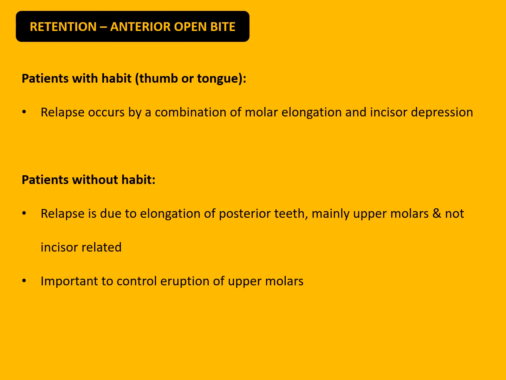So how do you retain teeth if you've treated an anterior open bite? Here you have to see it from two different perspectives: a patient with a habit and a patient without a habit. In a patient with a habit, relapse usually occurs by a combination of molar elongation and incisor depression, and hence you have to control both of these. In patients without a habit, relapse is usually due to elongation of the posterior teeth, mainly the upper molars, and not the incisors. And it is important to control eruption of upper molars.